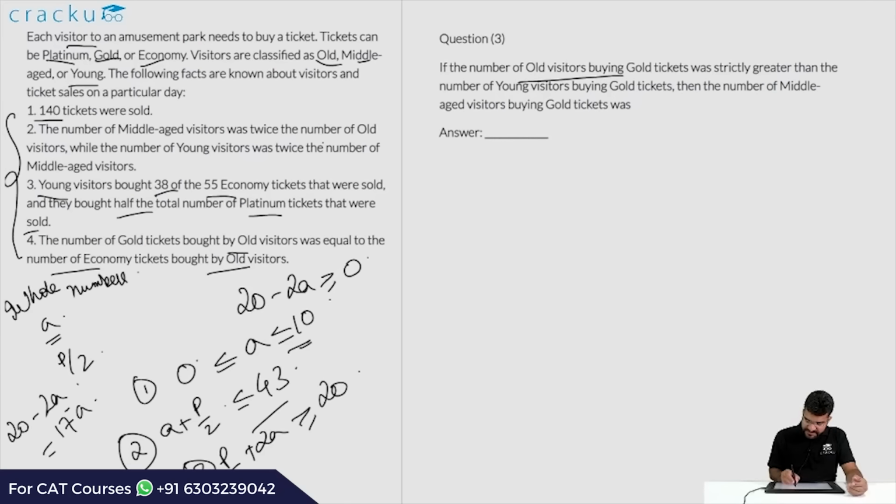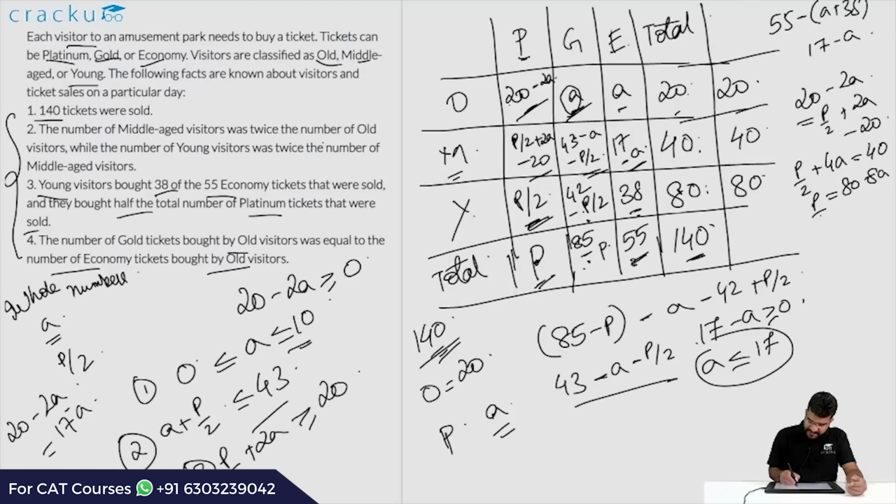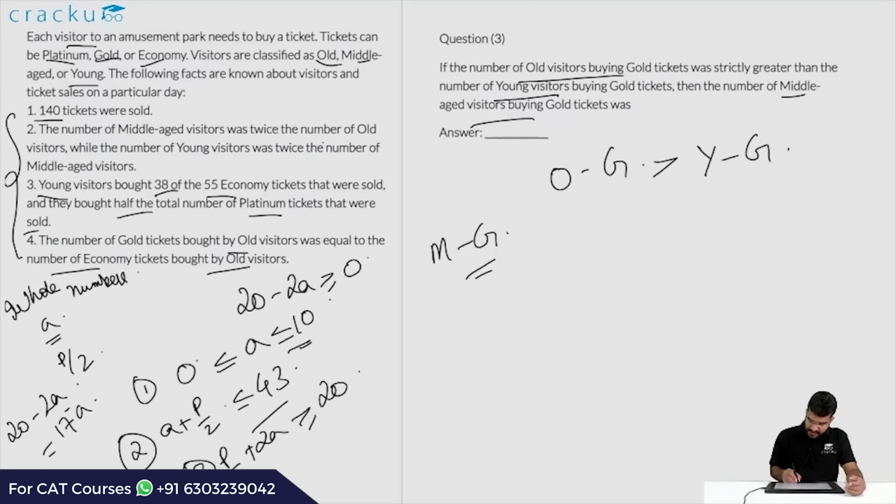If the number of old visitors buying gold tickets, that is OG, is strictly greater than the number of young visitors buying gold tickets, then the number of middle-aged visitors buying gold tickets was. Middle-aged visitors buying gold tickets. So let us again find out what is given. We are given that old people buying gold tickets, that is A, is strictly greater than (42 minus P) by 2, which is the number of young people buying gold tickets. So we are told that A is greater than 42 minus P by 2, or P by 2 plus A is strictly greater than 42.